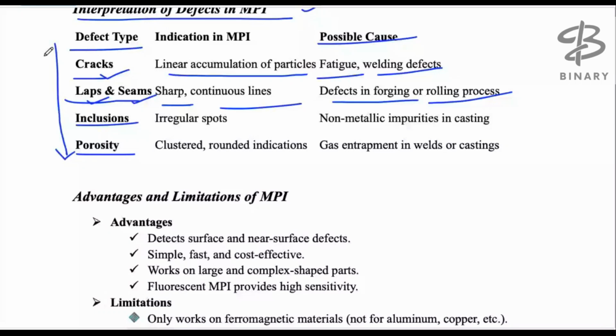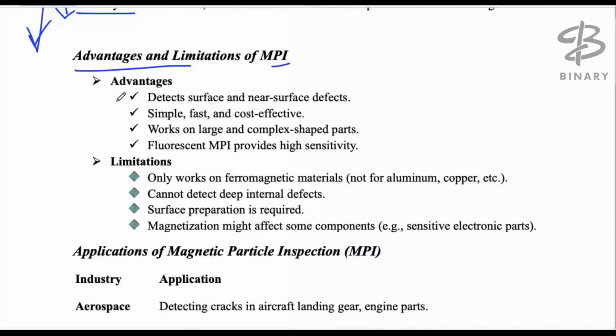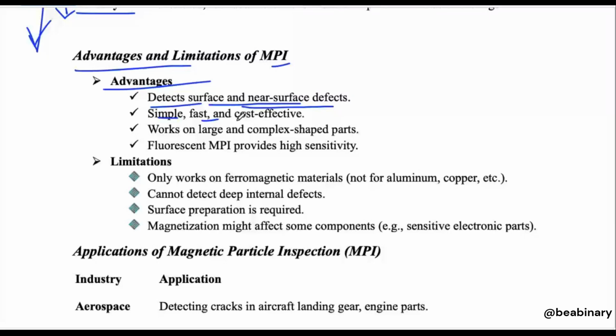the help of MPI. Now, the advantages and limitations of MPI. Okay, the advantages: detect surface and near-surface defects. I mean, surface and near to the surface. If some defects are there, it can detect them. Simple, fast, and cost effective. Works on large and complex shaped parts.